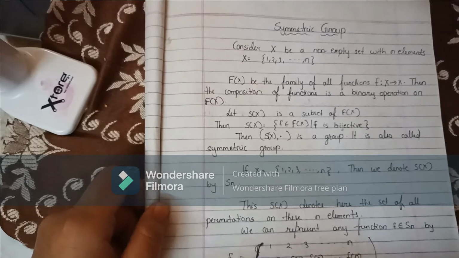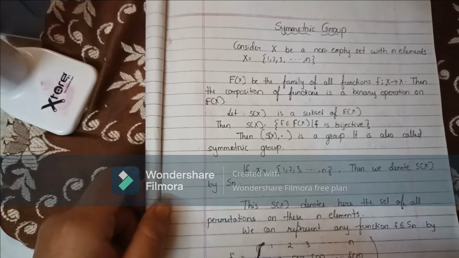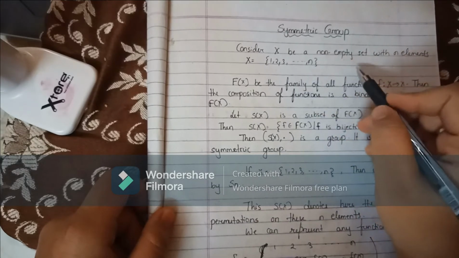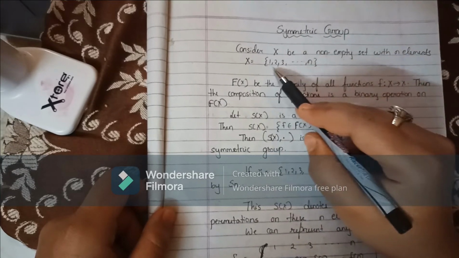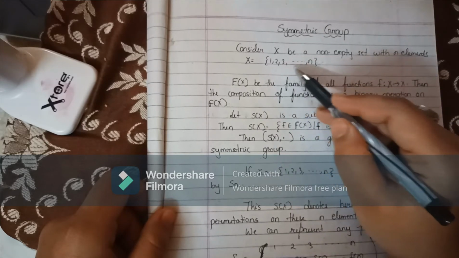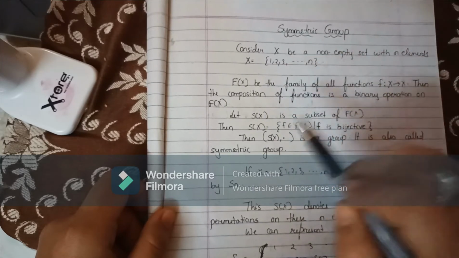Now the next kind of group is the symmetric group. This is the second kind of group. Consider X to be a non-empty set with n elements. So X has some number of elements, and this is finite. That's why it is 1, 2, 3, up to n. That means it has n elements.